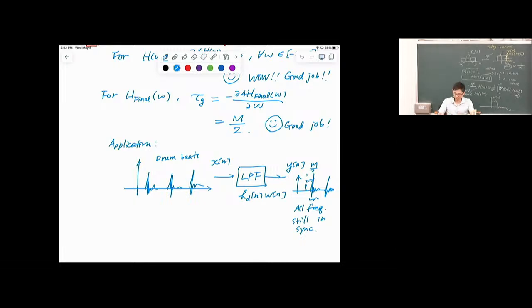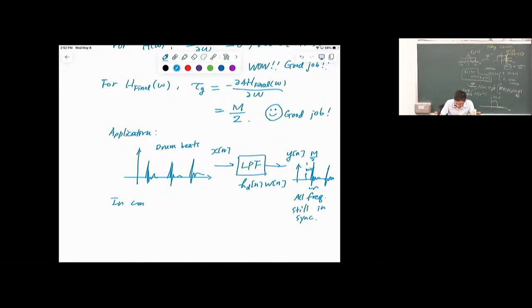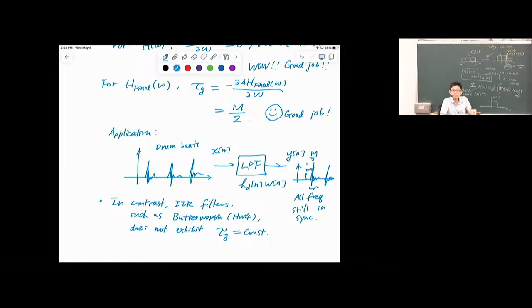In contrast, an IIR filter such as Butterworth, such as in your homework number 4, does not exhibit this property of tau g equal to a constant. It does not exhibit that, and there's a reason. That's your homework number 4. So it's good at this moment to take a look and compare IIR and FIR.